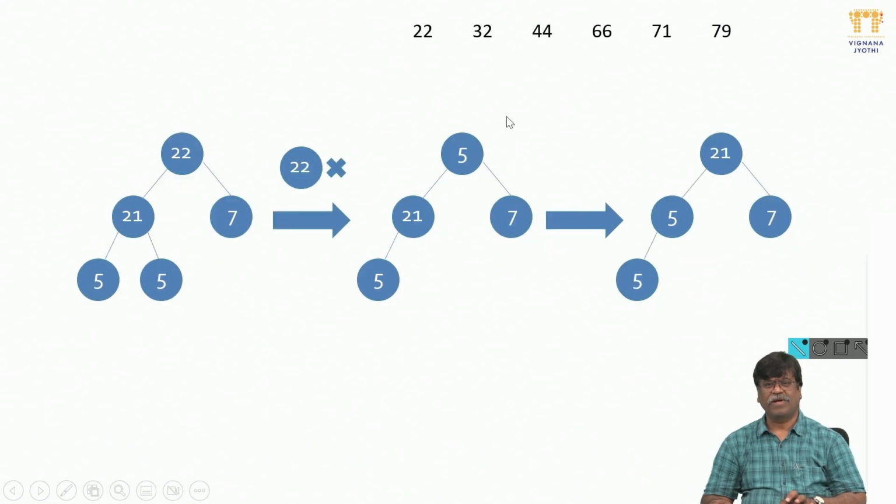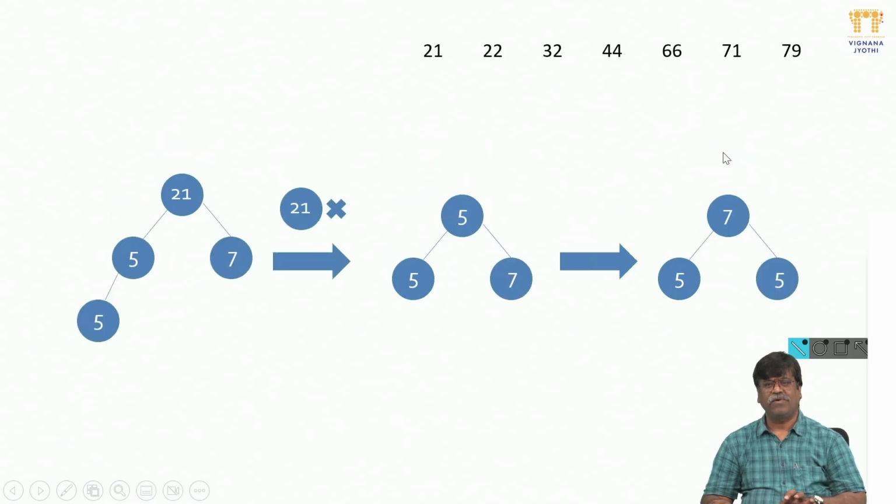Now you can remove this 22. The same procedure you can follow. So 22 is removed from the tree and the last element 5 will be copied into the root place. Again you can check the property of max heap here and rearrange the elements. So 5, 21, 7. Of 21 and 7, which one is greater? 21 is greater. Automatically you can copy this 21 into the root place. And the left child is 5. For 5, the left child is 5. There is no problem. So this is the max heap.